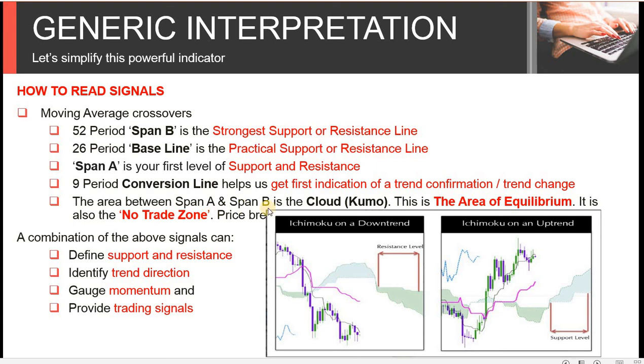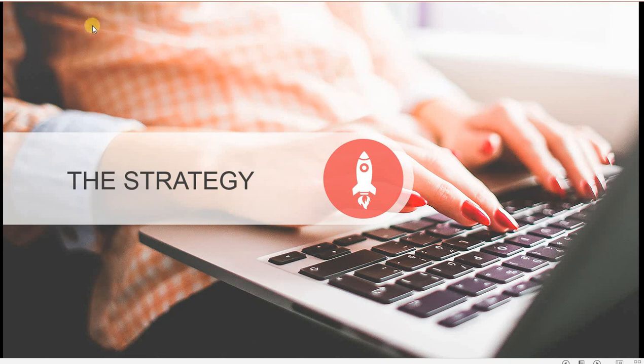The area between span A and span B, the Kumo or the cloud, is the area of equilibrium, and this is also the no trade zone. Any price breakouts above or below this is a good trade opportunity. A combination of all these things would help you define support and resistance levels, identify trend direction, gauge momentum, and provide trading signals. So this is what I wanted to show in this particular video. I'll stop this video here, and we can go into the strategy in our next video.